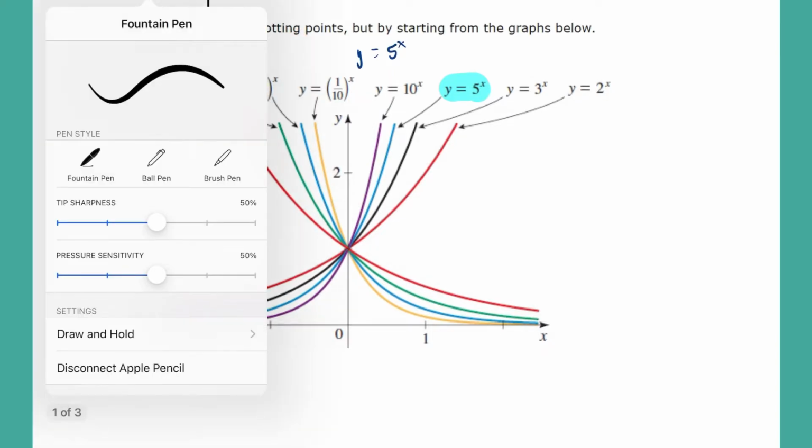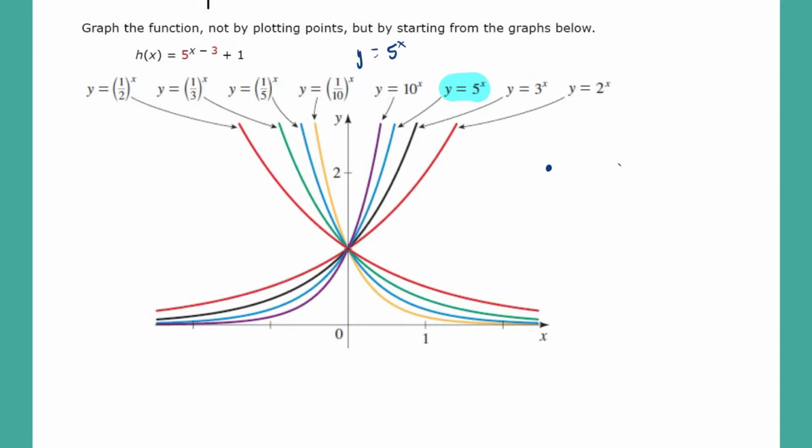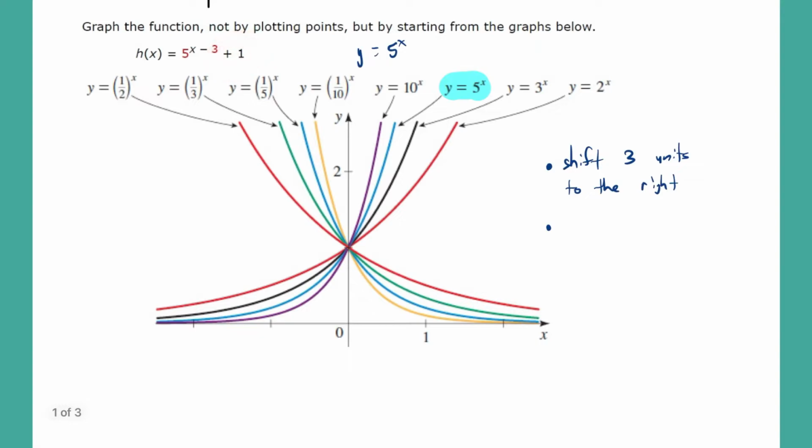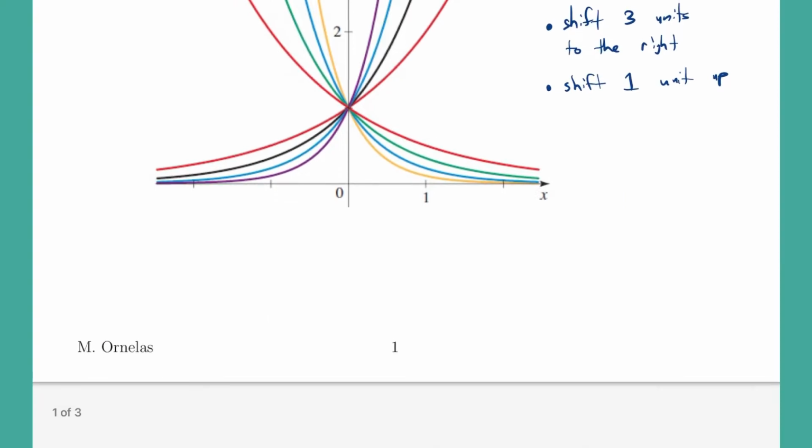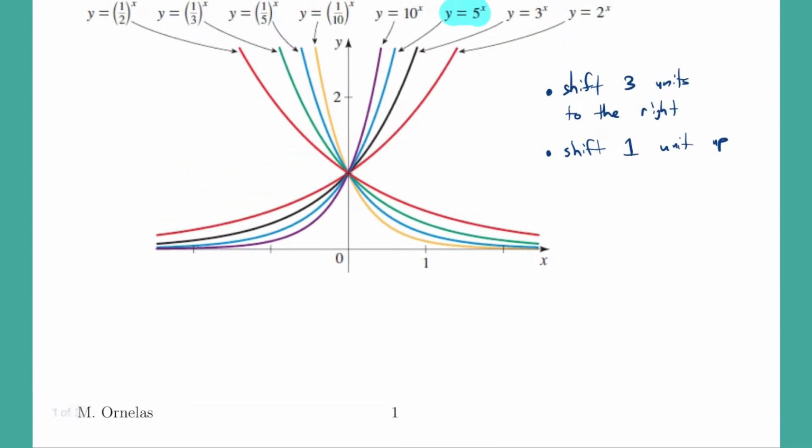So let's write that. The x minus 3 tells you to shift 3 units to the right. And then the plus 1 tells you to shift 1 unit up. And that's it. So we're going to take this blue graph, which is our parent function, and shift it 3 units to the right and shift it 1 unit up. Notice that it goes through 1. All these graphs do. So I'll do my best to graph that.